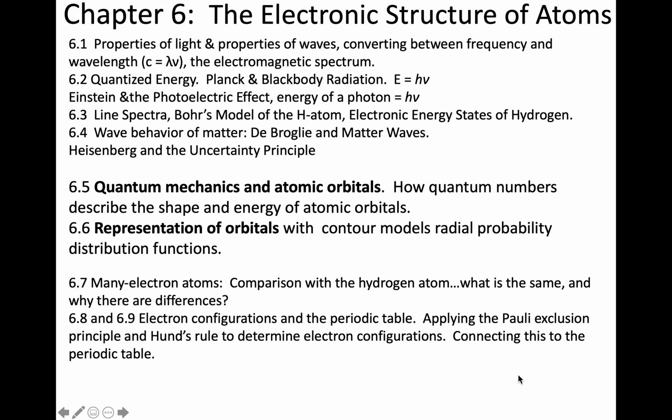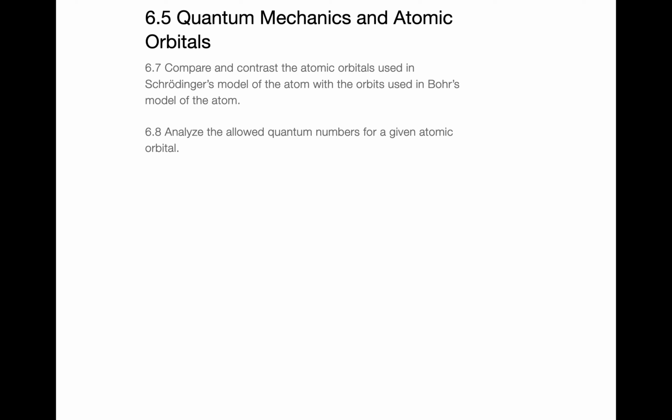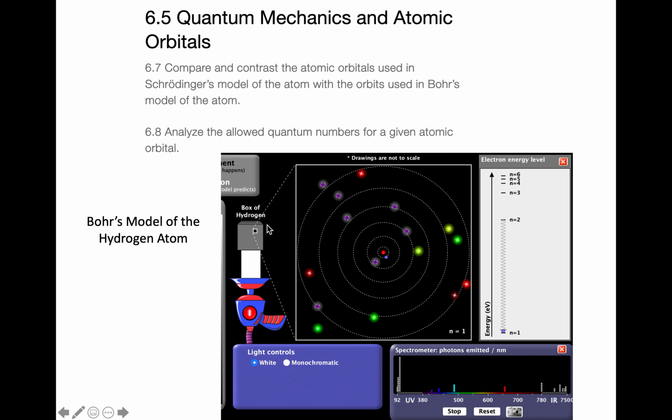Within this video in Chapter 6, we're going to consider concepts involving quantum mechanics and atomic orbitals, how we represent them with quantum numbers, and begin to think about them as contour models. So in this section, the book lists two different objectives. We want to be able to compare and contrast atomic orbitals used in Schrodinger's model of the atom with the orbits used in Bohr's model, and analyze allowed quantum numbers for a given atomic orbital.